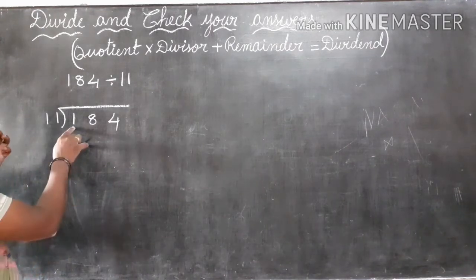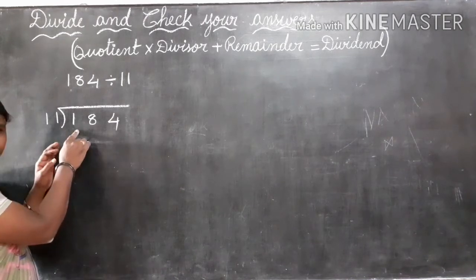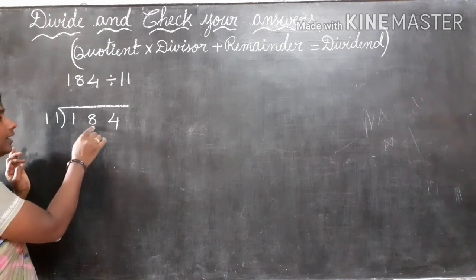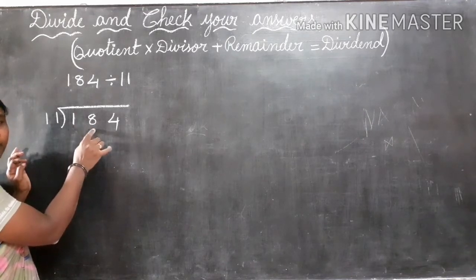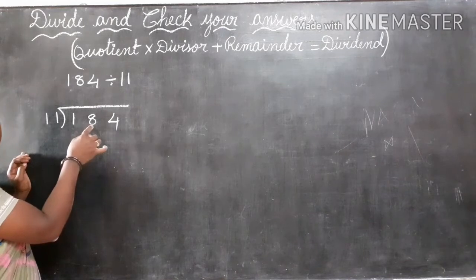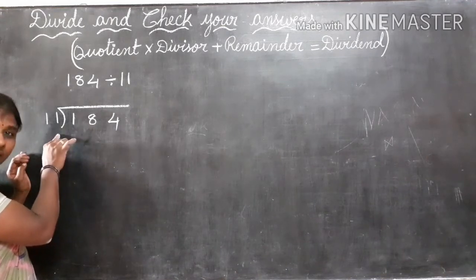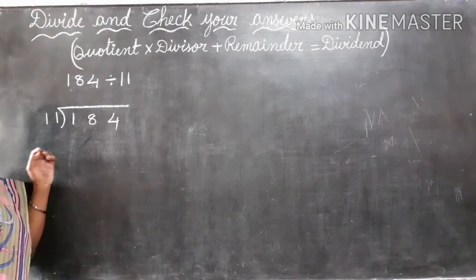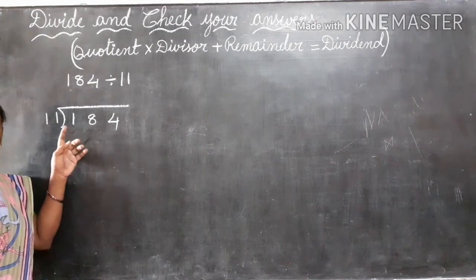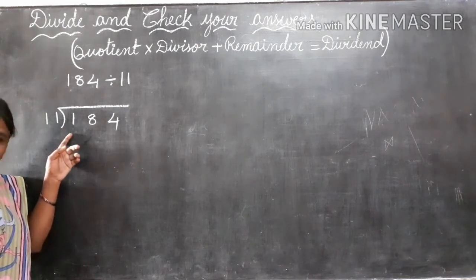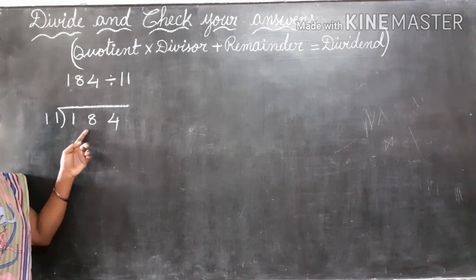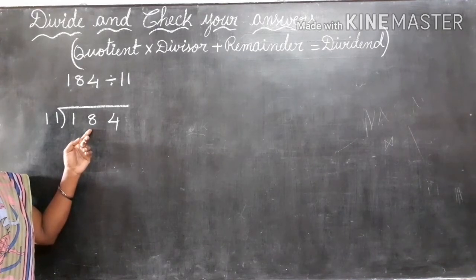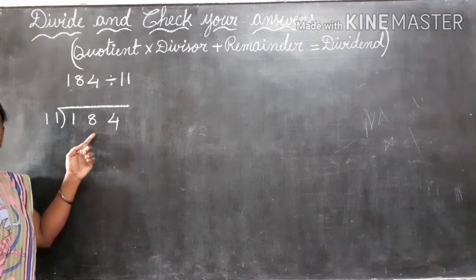Always when the first number is less than the divisor, we have to take the next number. We have to take these together, 18. Suppose these two are also less than the divisor, we have to take the third digit also. Understand? First we have to check the first number. If it is less than the divisor, we add the next number to it. Now we have to take these two together as the dividend.